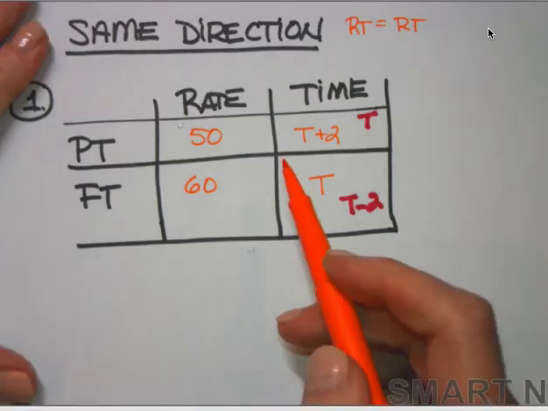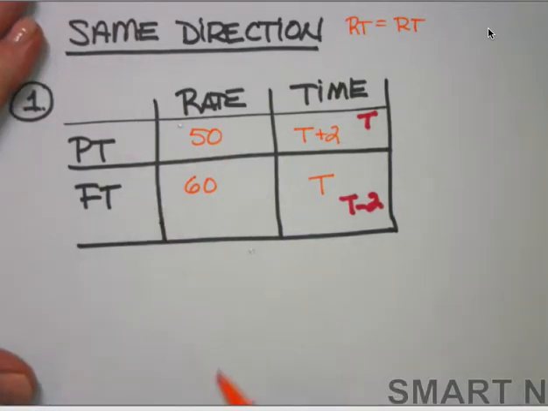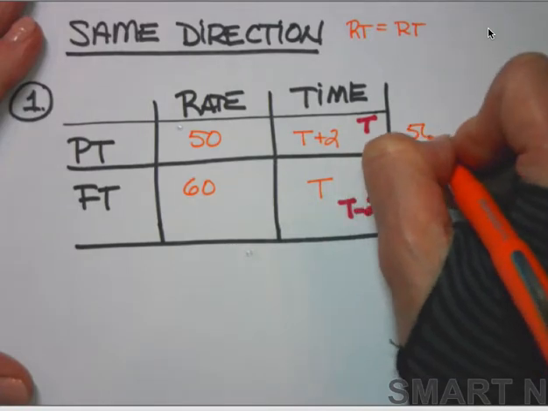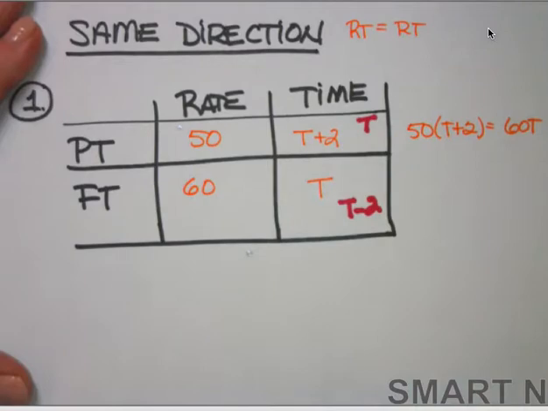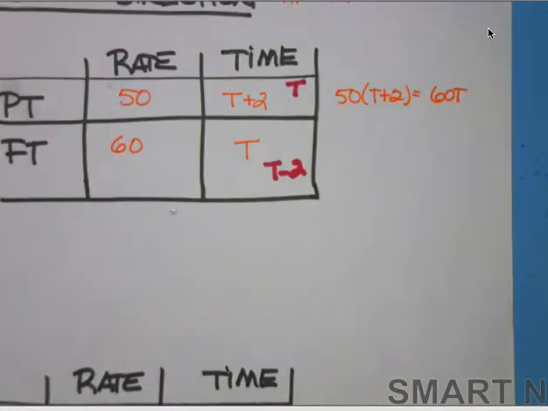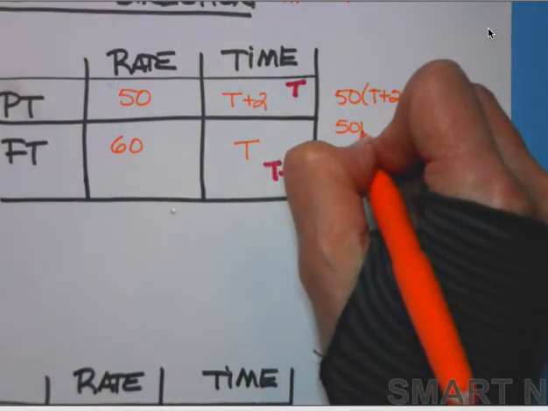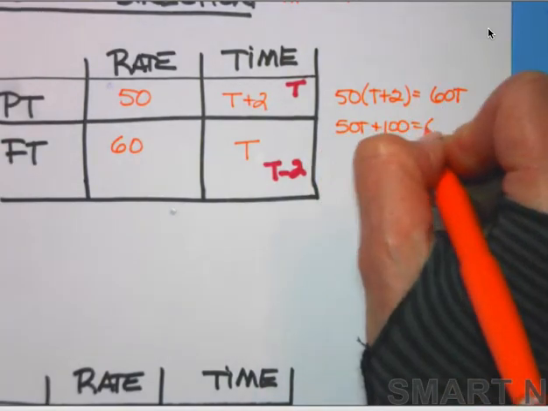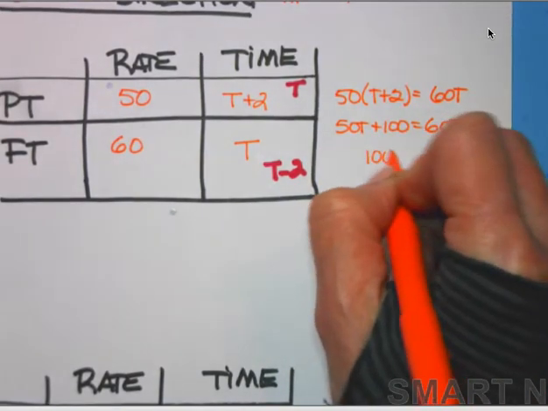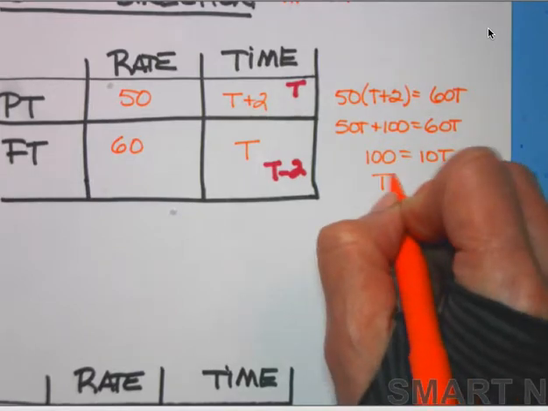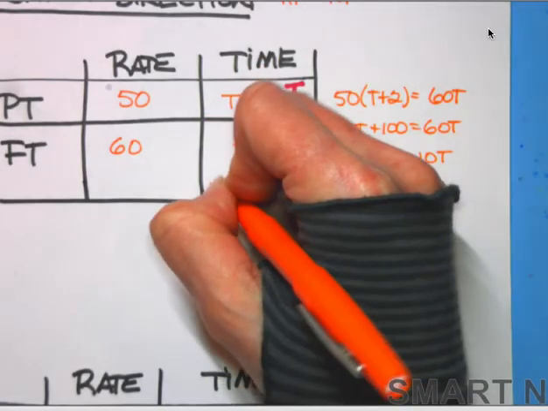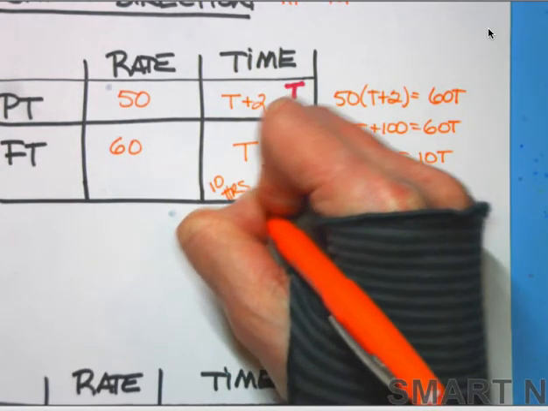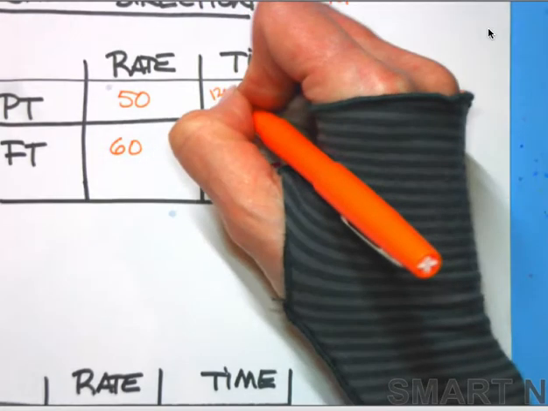So with these, I'm going to now set these two expressions equal to each other. I'll just go with what I've set up. Setting these two equal to each other, and then 100 equals 10t, therefore t is 10. So going with the orange setup, that means the freight train is traveling for 10 hours, and the passenger train will be traveling for 12 hours.